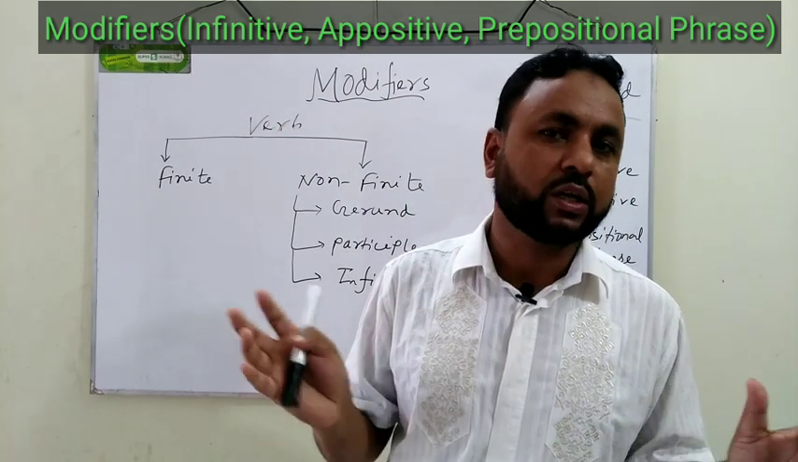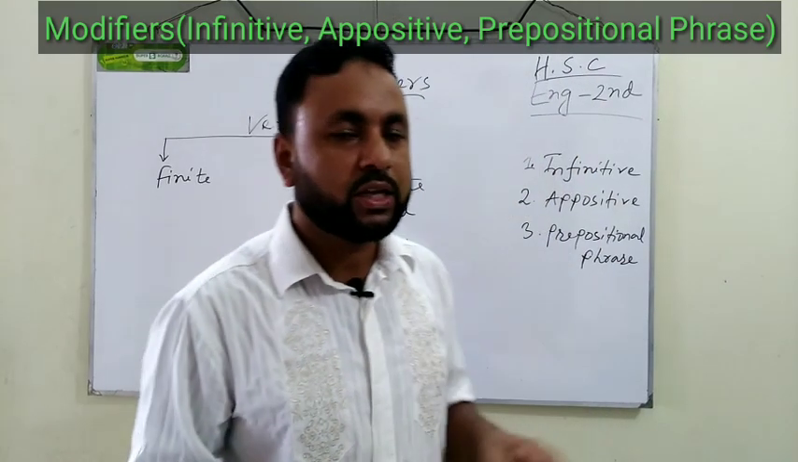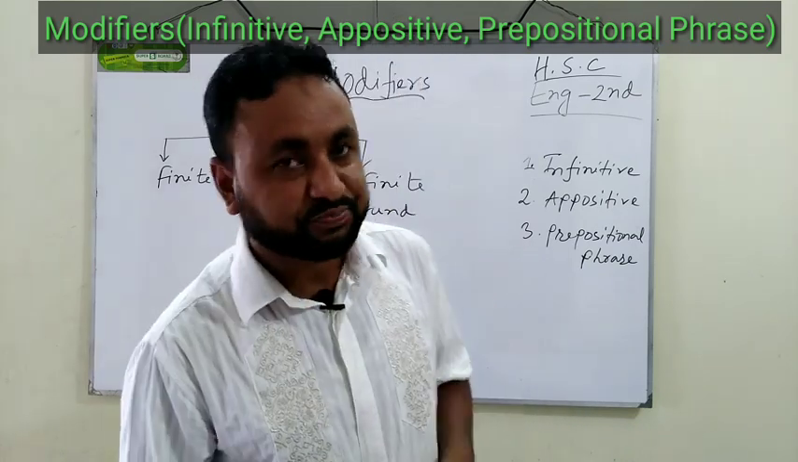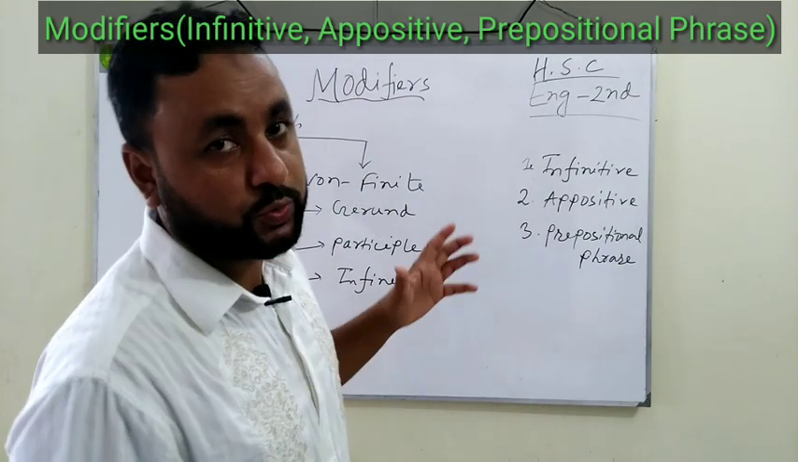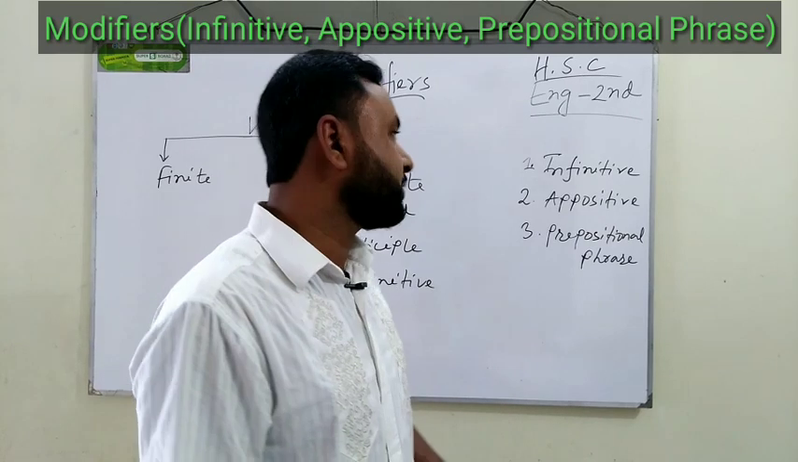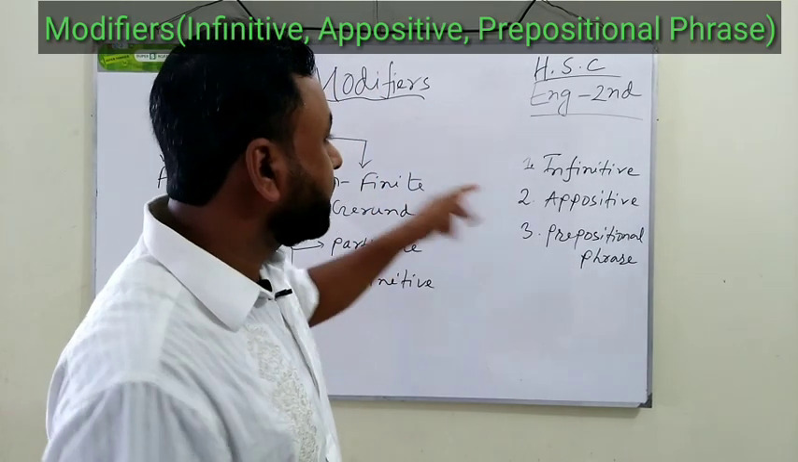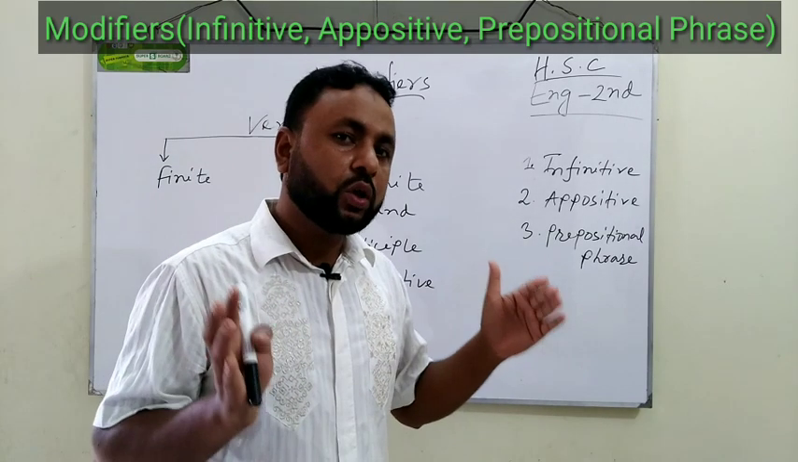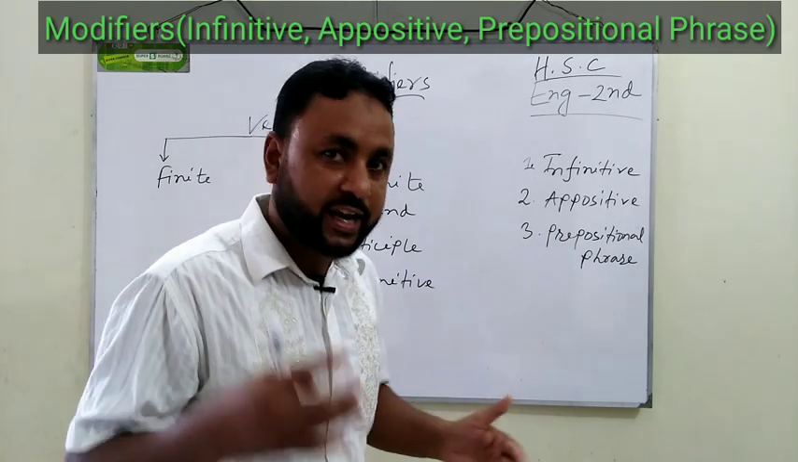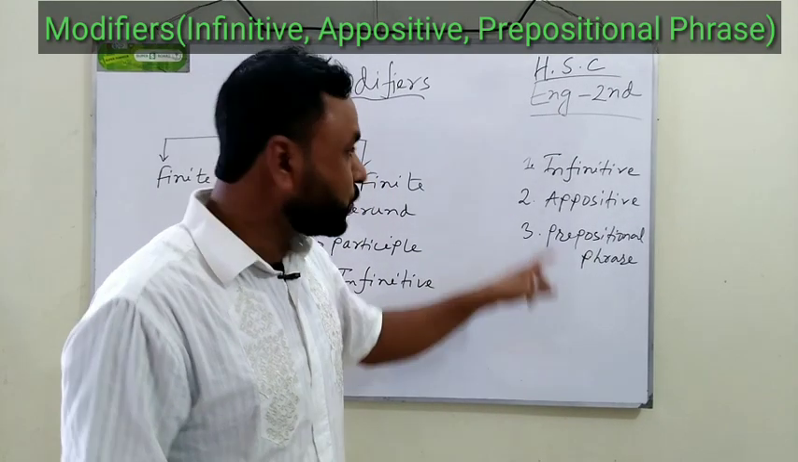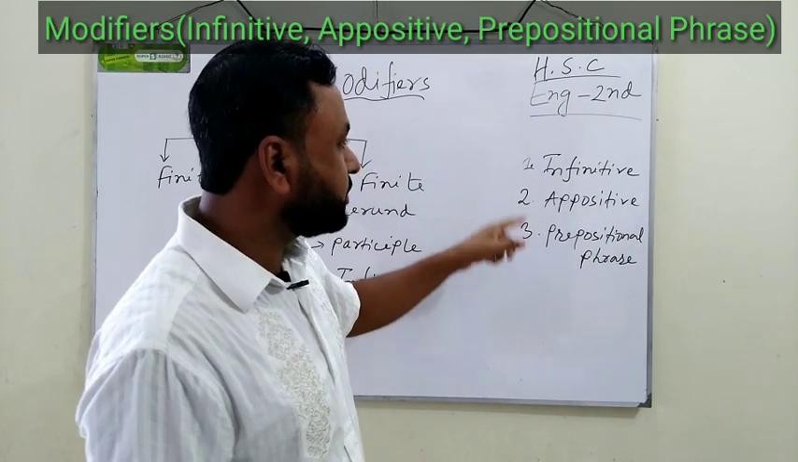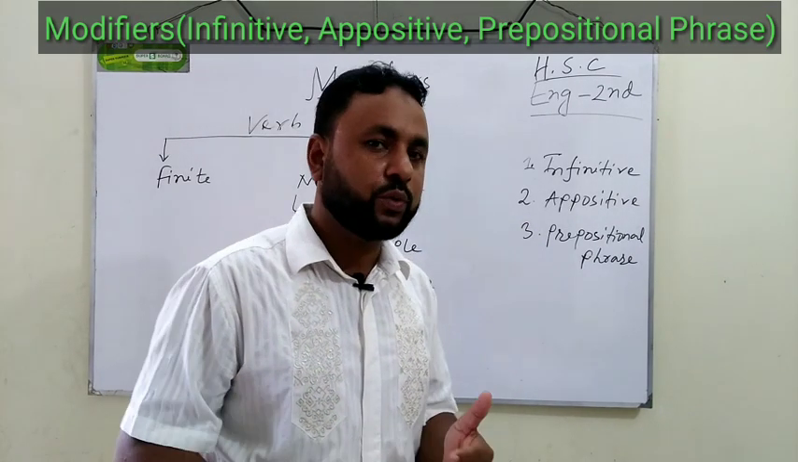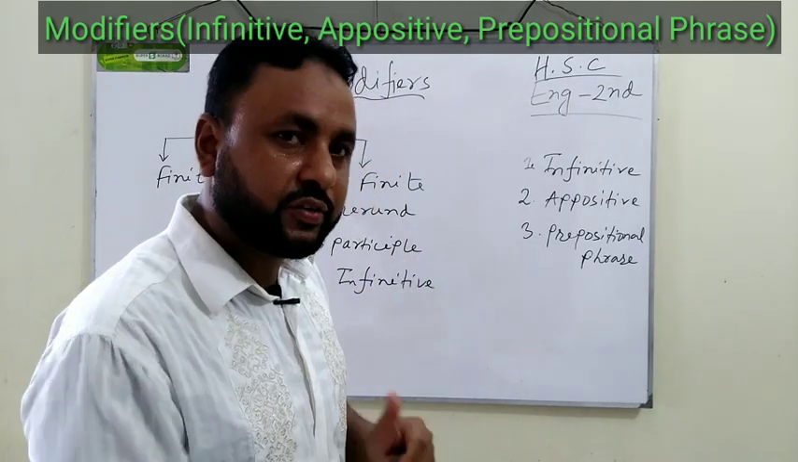What is a modifier, and what kinds of modifiers are there? We have learned two kinds: first of all, pre-modifier and post-modifier. Today I am going to teach post-modifier. What is a post-modifier? A post-modifier always comes after the head noun. We can use infinitives, appositives and prepositional phrases as post-modifiers. I will cover this area today.